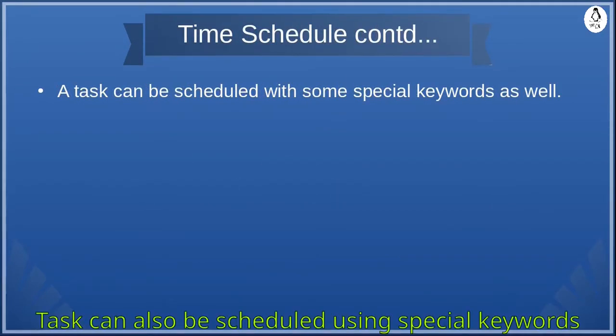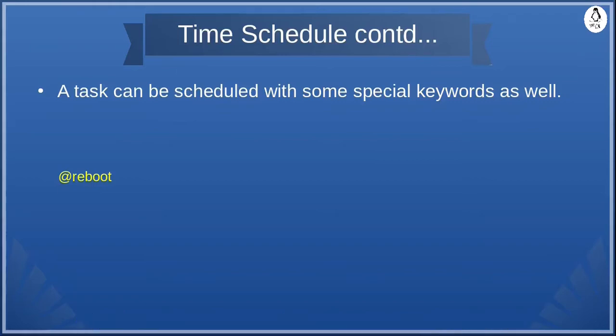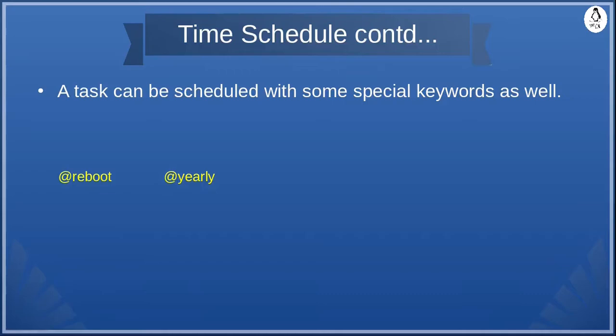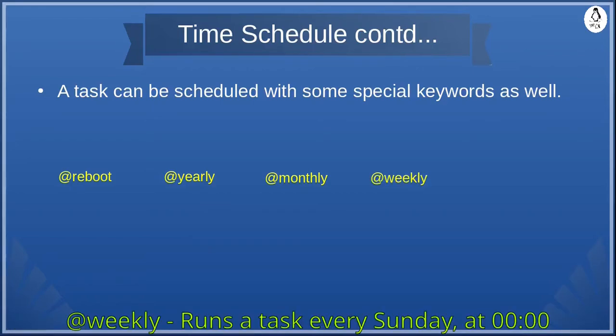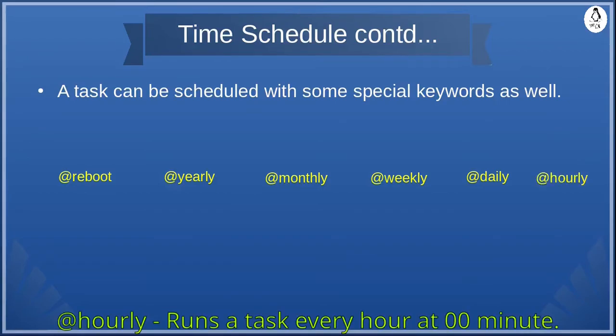Tasks can also be scheduled by using some special keywords. They are at reboot. It runs a task whenever our system boots up. At yearly. It runs a task every year on 1st of January at 0 o'clock midnight. At monthly. It runs a task every first day of month at 0 o'clock midnight. At weekly. It runs the task every week on Sunday at 0 o'clock midnight. At daily. It runs the task every day at 0 o'clock midnight. At hourly. This runs the task every hour at 0th minute.